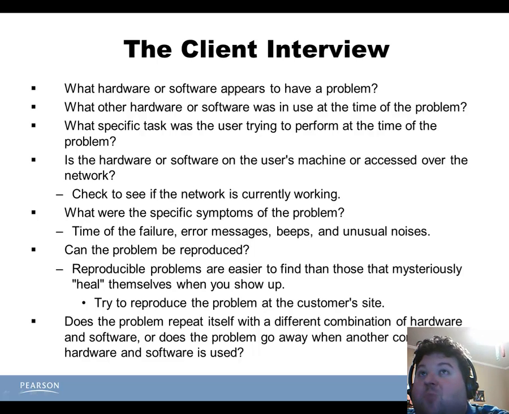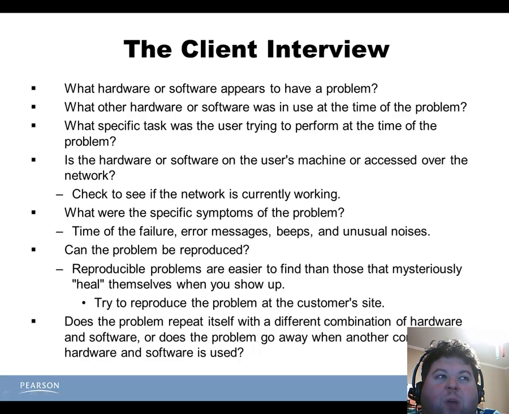So when you are interviewing the client, what you might do is ask them some questions. What hardware or software appears to have the problem? What other hardware or software was in use at the time of the problem? What specific task were they trying to perform when the problem happened? Is the hardware or software local, or is it accessed over the network? Check to see if the network is working in that case. Where did the specific problems occur? Are there beep messages? Was there any noises?